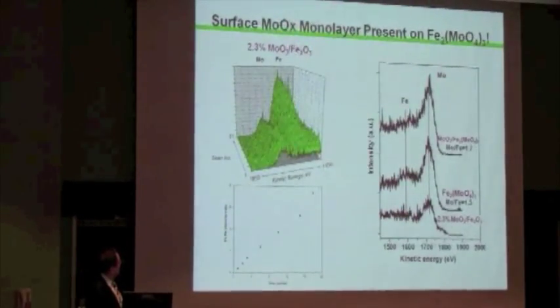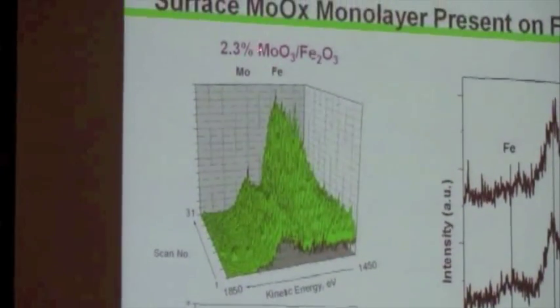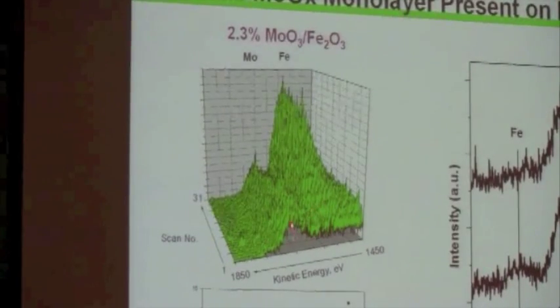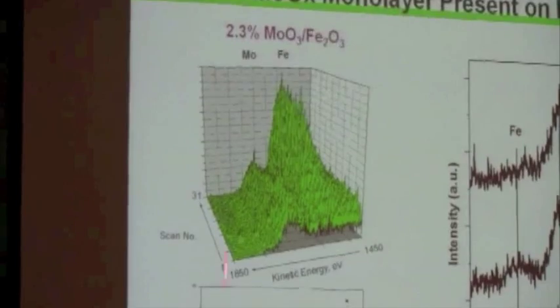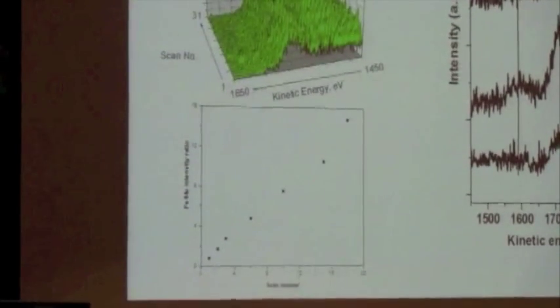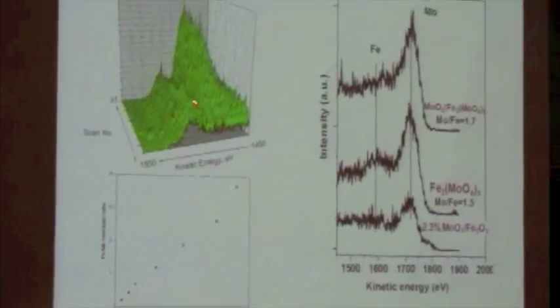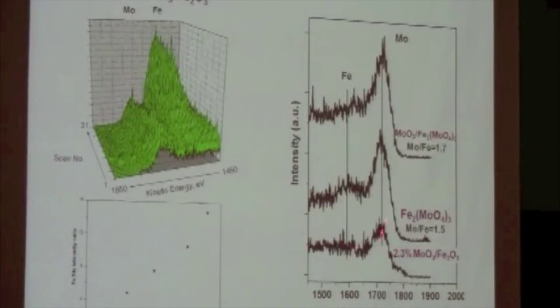So again, I make my model. I disperse 2.3% molybdenum oxide on this iron oxide, which is close to a monolayer. And initially, in the first scan, you can see very little iron signal, and here's your molybdenum signal. As I start sputtering, you see the iron signal grows, and the molybdenum stays the same or decreases a little bit. If you take the ratio of iron to molybdenum, you see it's a straight line, goes right through the origin, so we indeed have a two-dimensional layer of molybdenum oxide on iron oxide.